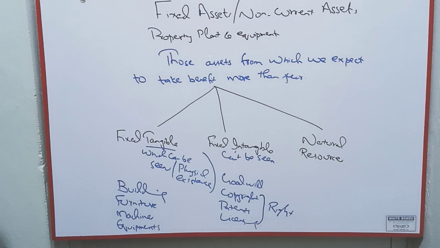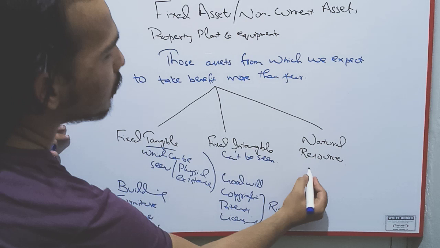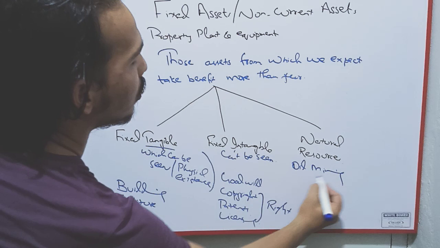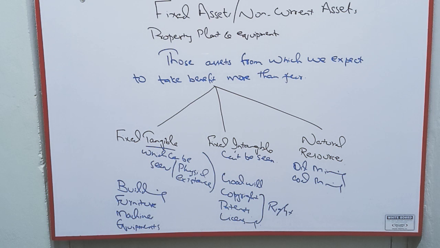Natural resources are those we extract from the earth, from the land, like mining, oil mining, coal mining. It is called natural resources. It can be seen, but fixed tangible assets and natural resources are both different things. So I hope that you have got the main concept of assets.